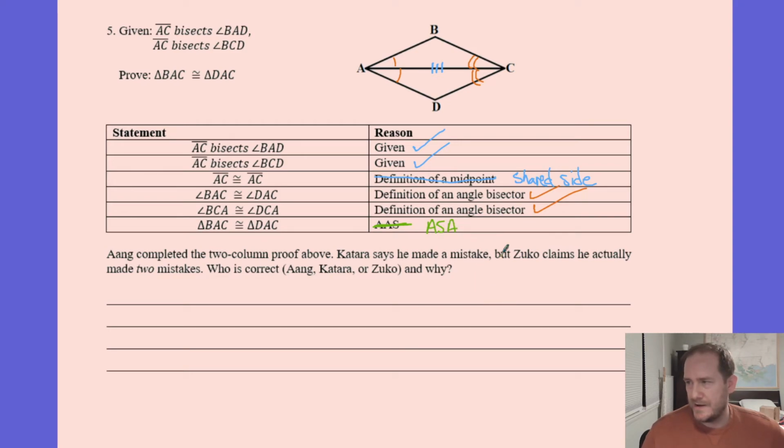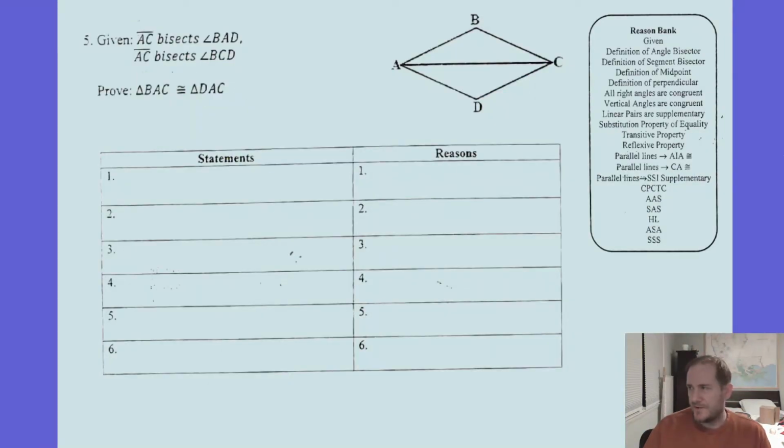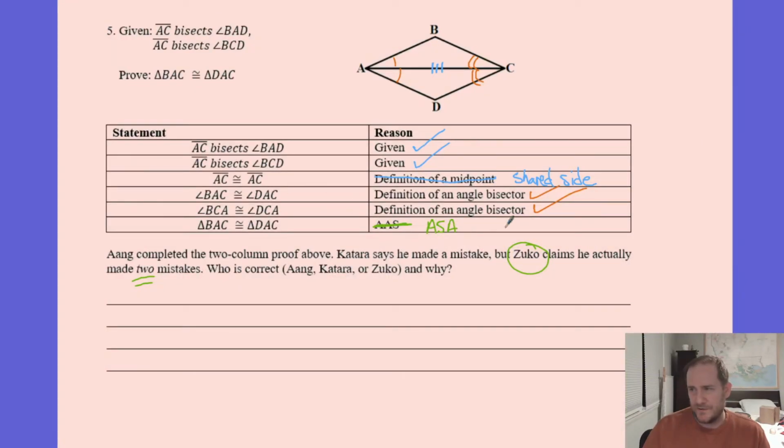And then that's it. So Zuko, who said that there were two mistakes, Zuko is right. So you'd have to write a little statement where you say, Zuko is correct. Ang did make two mistakes, and I've corrected them up above. And that's it. So again, if you were actually writing this proof, you can just look here. You see the correct version of it now. This is what it should have been.